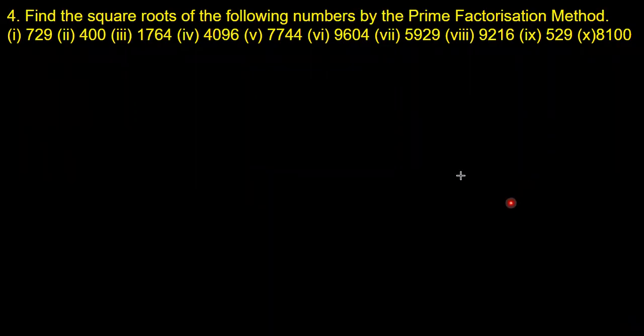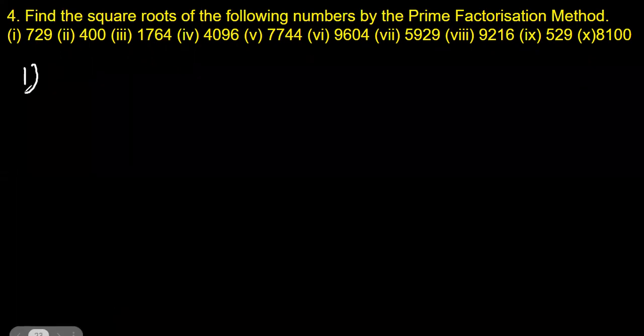All right, we have another question here that says find the square root of the following numbers by prime factorization method, and you're given some numbers here. So we are going to have fun with this question. We are taking questions one by one. Let's take the very first one that says 729.